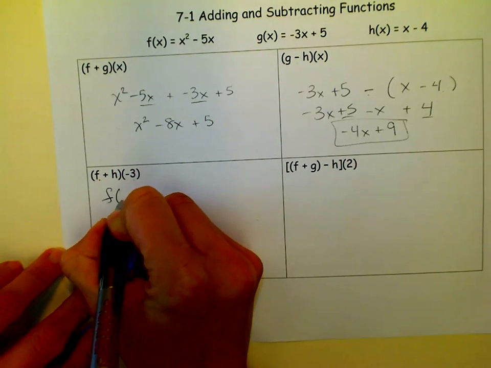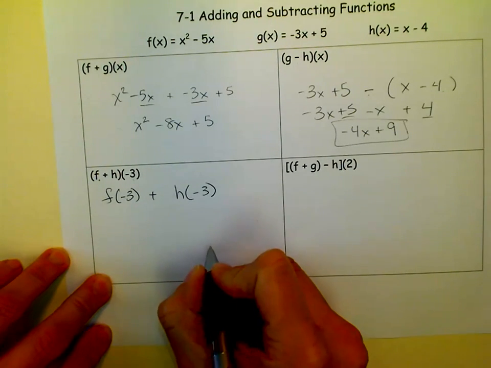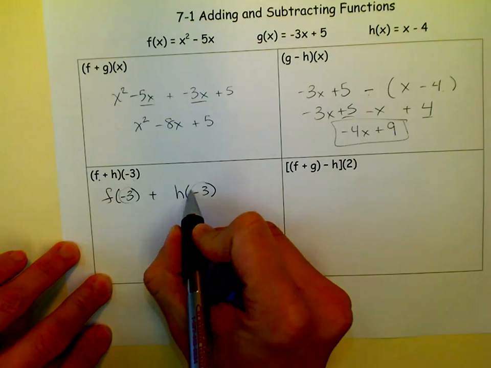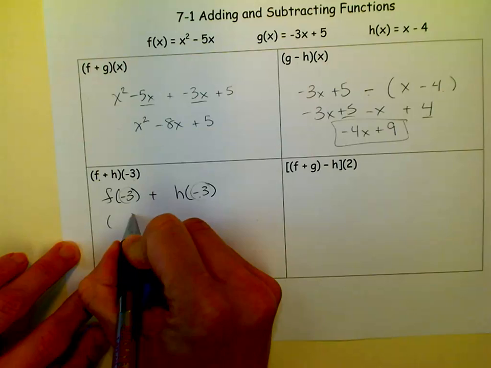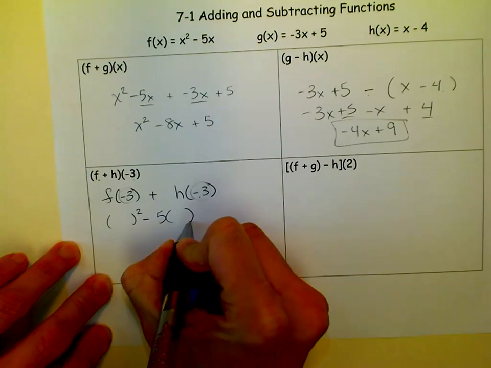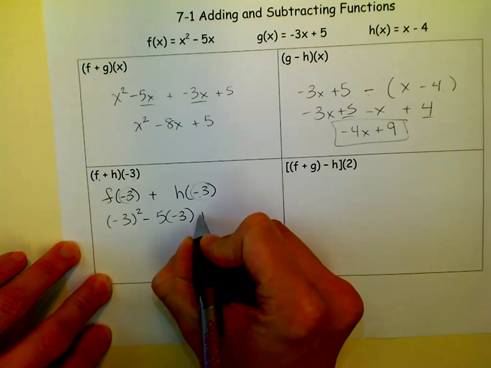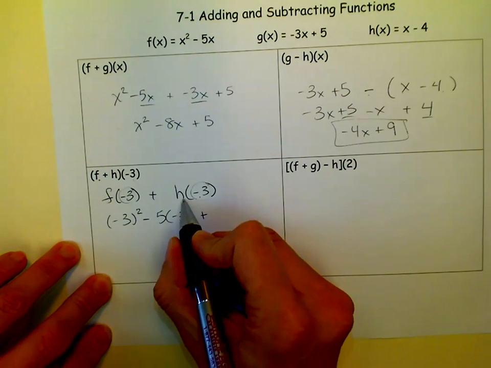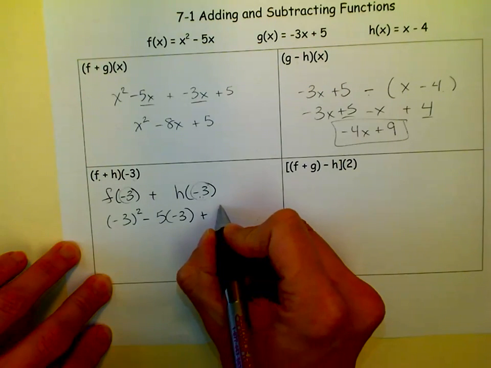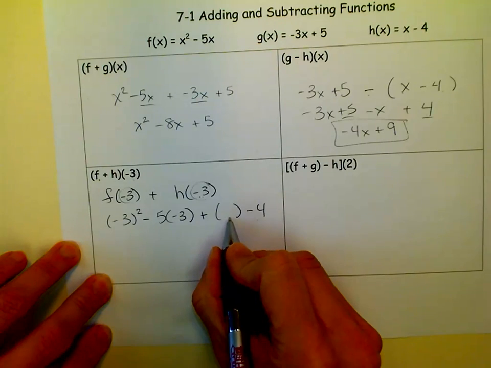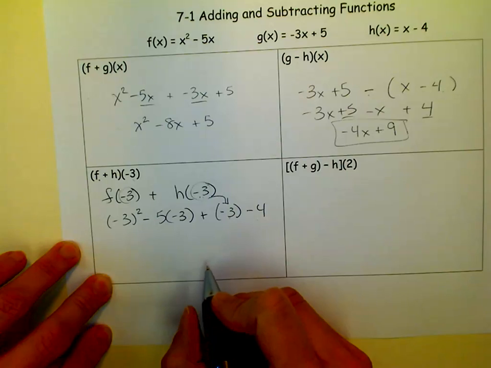So I'm going to actually find f of negative 3, and then I'm going to add it to h of negative 3. And so whatever's in the parentheses, that's what my new x is. So instead of writing x squared minus 5x for my f of x, I'm going to put a negative 3 in every time I see x. And instead of h of x, every time I see x, I'm going to put a negative 3. So I'm going to have x minus 4, that's where the x would have been, but instead of x, I'm substituting a negative 3. And then I do my order of operations.